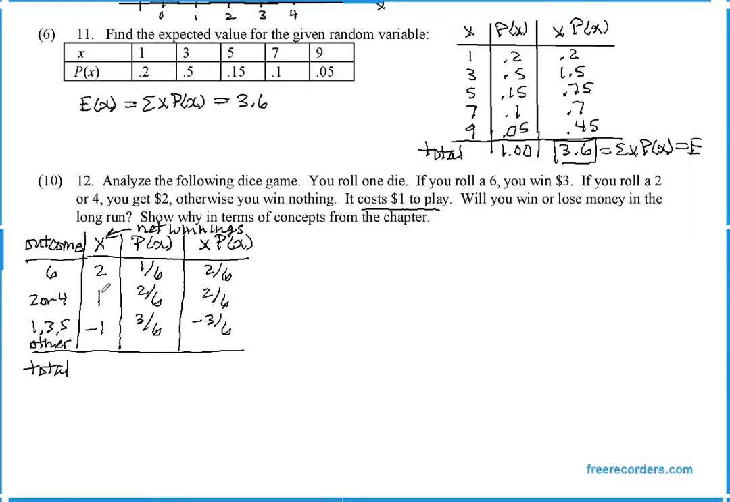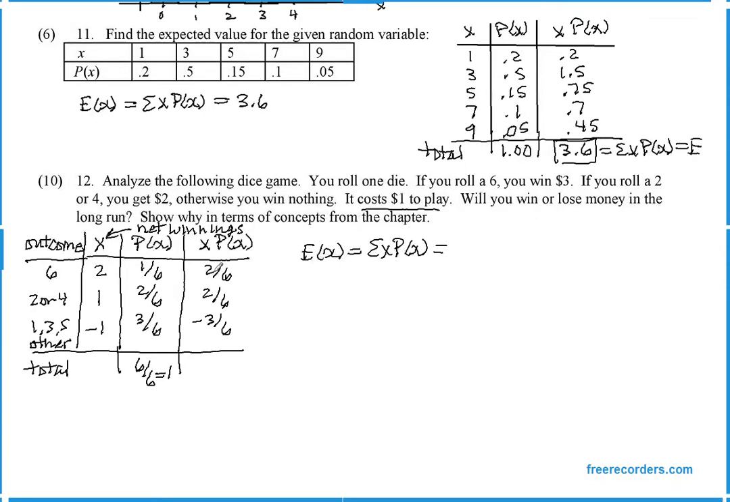We don't need to total our x's here, but we total up our probabilities. 1/6 and 2/6 and 3/6 is 6/6, which equals 1. And that should always happen. That's a double check that you've done your probabilities correctly. And then if we total up the x times p of x, that's our expected value, our expected winnings. So our expected value of x, which is our net winnings, is the sum of the x p of x column. So we're using expected value to compute our expected winnings.